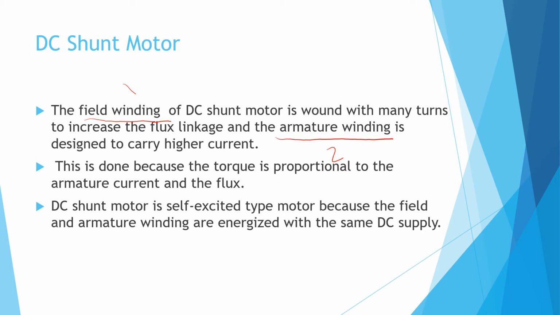DC shunt motor is a self-excited type of motor because the field and armature winding are energized with the same DC supply. We discussed that there are two different types, self-excited and separately excited.